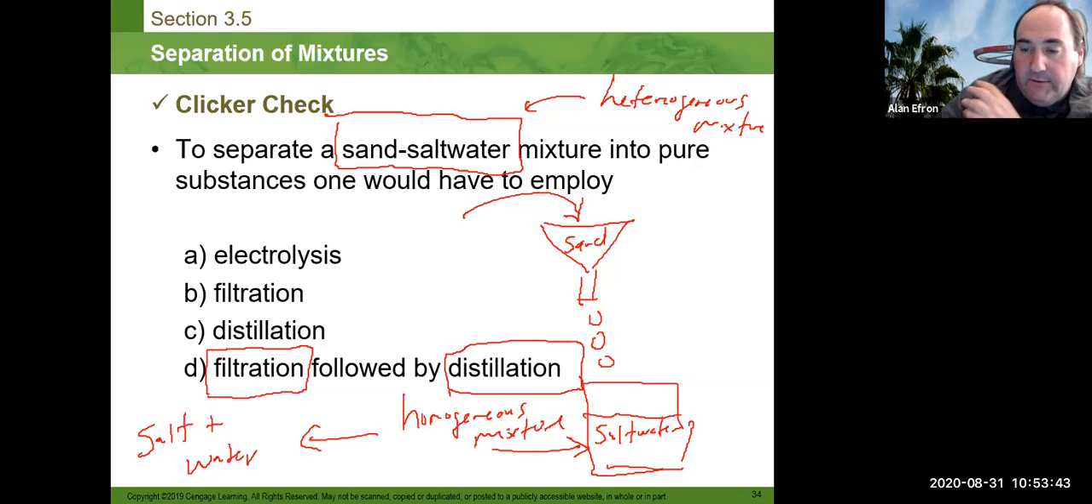So we would need to do two steps, because really we have both mixtures here. The overall mixture is heterogeneous, which we could separate using filtration because we have a solid from a liquid, leaving us with salt water, which is a homogeneous mixture. And we could use distillation: heat it up, it will evaporate off the water, you could collect the water, and obviously you'll be left with salt. Any questions on any of that there?